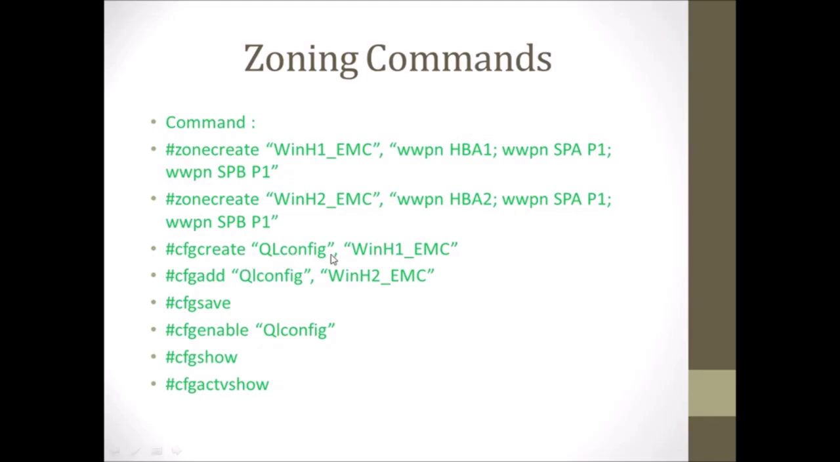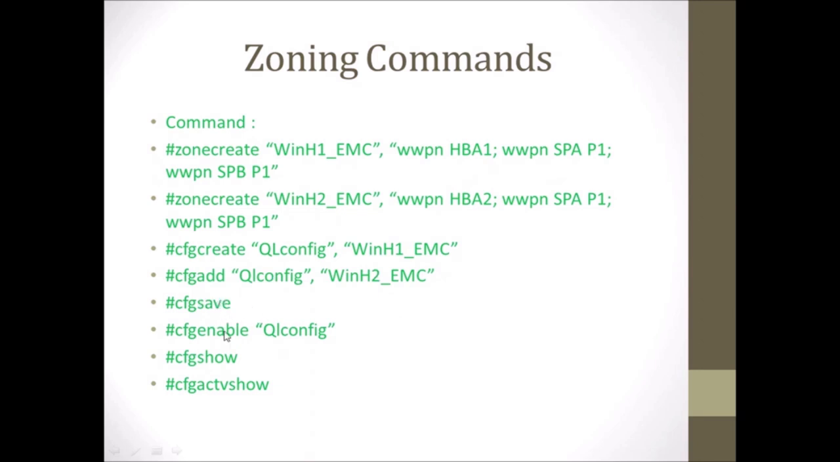Once the configuration file is created, there is no need to create another file to add another zone. You can use the same configuration file. So cfg add, in double quotes the configuration file, in this case ql config, then a comma, and in double quotes WinH2_EMC. This way you can add both zones into the configuration file. Remember, whatever change you make to the configuration file, you compulsorily have to fire this command if you want to save it. cfg save is the command. After firing cfg save, whatever configuration we have created and added will be saved into the configuration file.